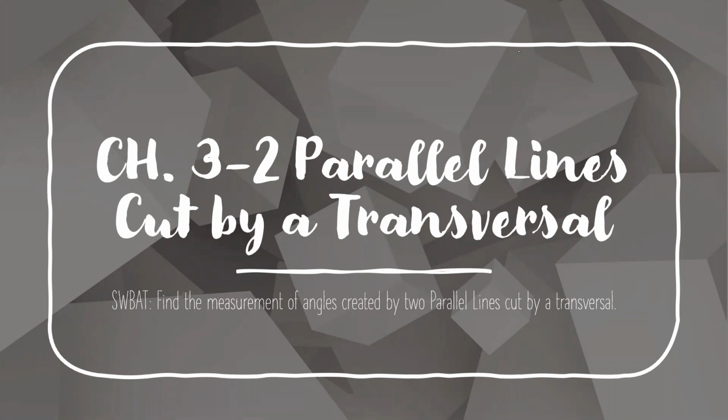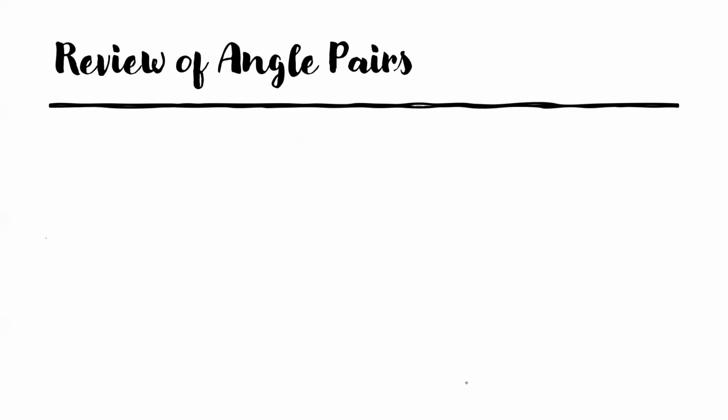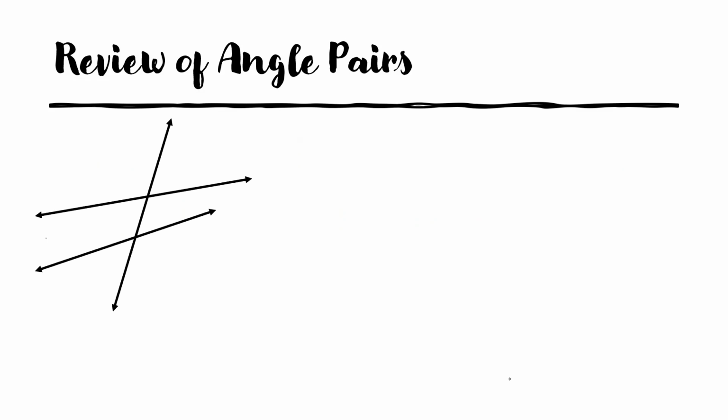Today we're going to be looking at chapter 3-2, parallel lines cut by a transversal. The objective for today is students will be able to find the measurement of angles created by two parallel lines cut by a transversal. So if you review from last week, we started looking at different angle pairs formed when we had two lines cut by a transversal.